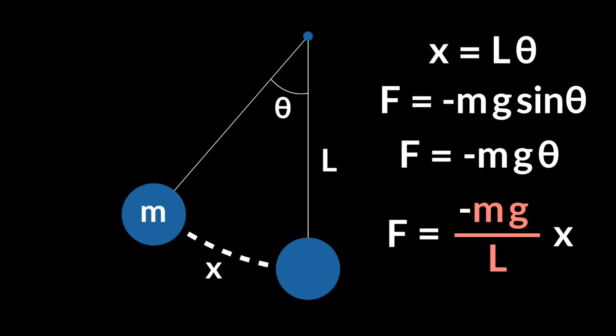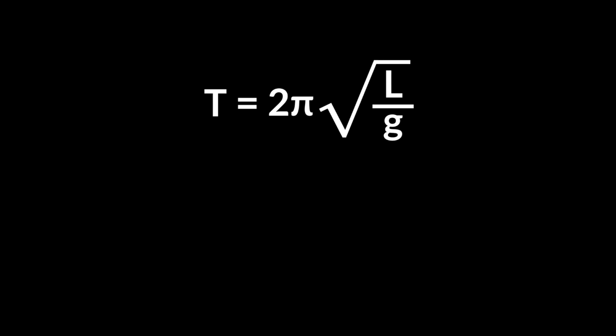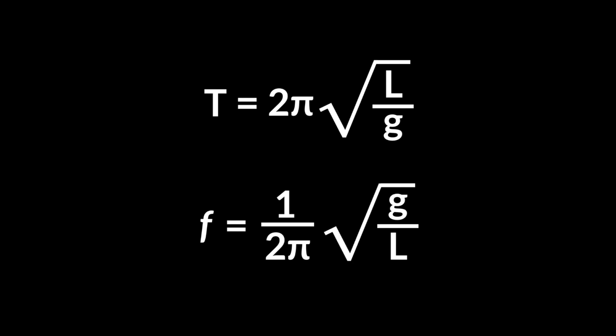But substituting into that equation, we get that the period of a simple pendulum is equal to 2 pi times the square root of L over g. And since we know that the frequency is equal to 1 over T, we can also say that the frequency is 1 over 2 pi times the square root of g over L.